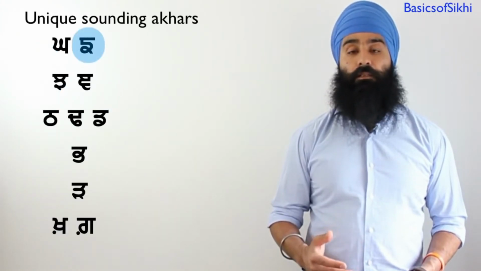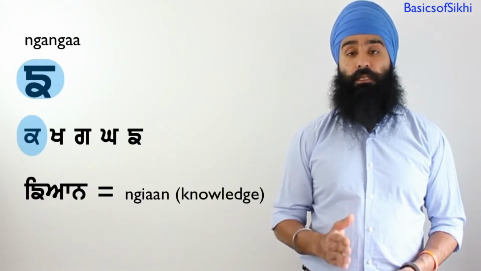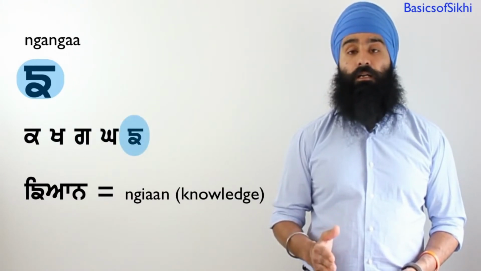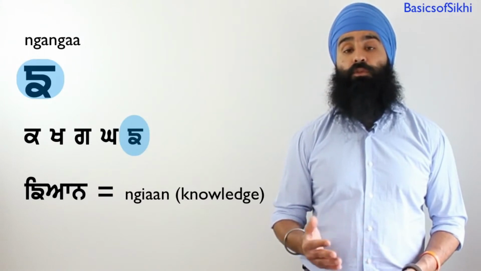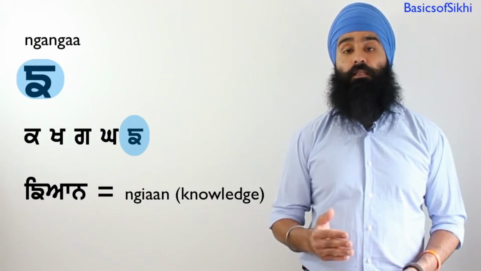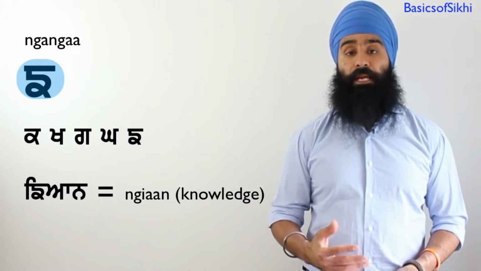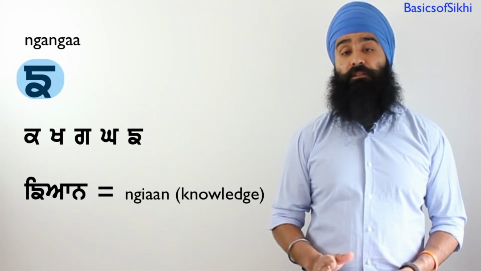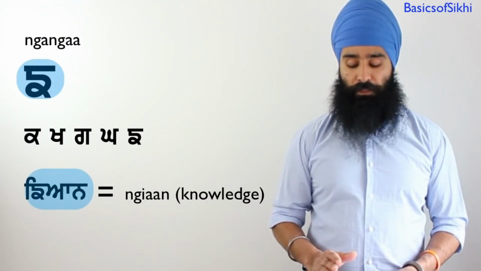Then there's nganga. Now nganga is in the line which is in kaka, kaka, gaga, gaga, nganga. So if we can concentrate upon where our tongue is in saying those four letters, then we can know where that sound's coming from. It's a nasalized nganga. Words will come up in Gurbani using this letter, but very rarely, like nyan, which means knowledge.